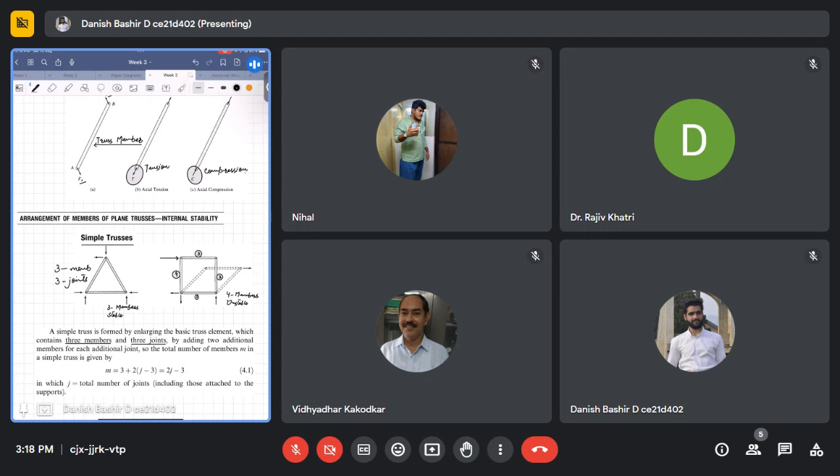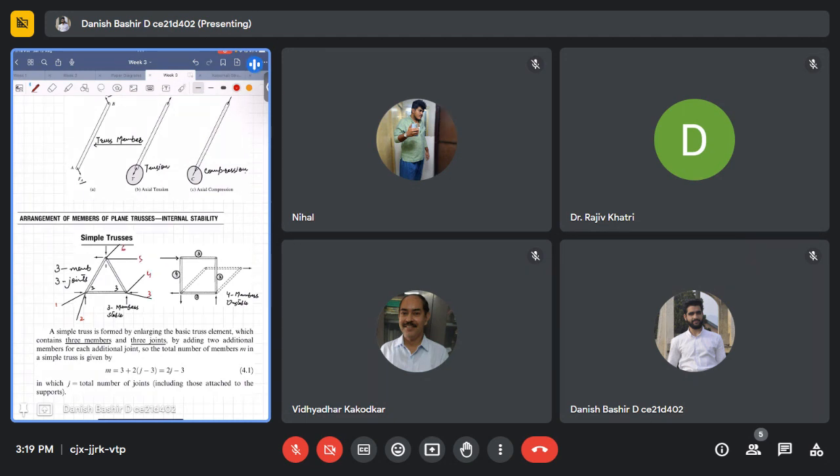So in 2D, I can connect two more members to here. One member and another member. And to another joint, I can connect two more members. To each joint, I can connect two members like this. So for example, this was joint one. This is joint two. This is joint three, and the newly connected members are one, two, three, four, five, six.